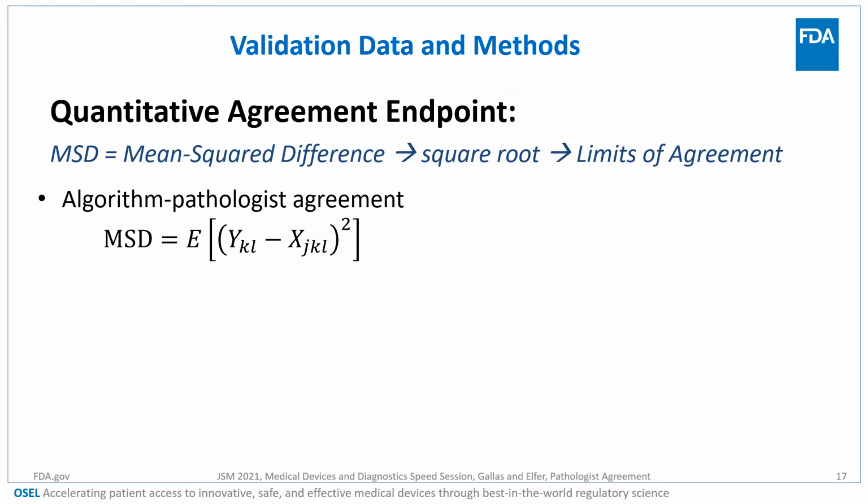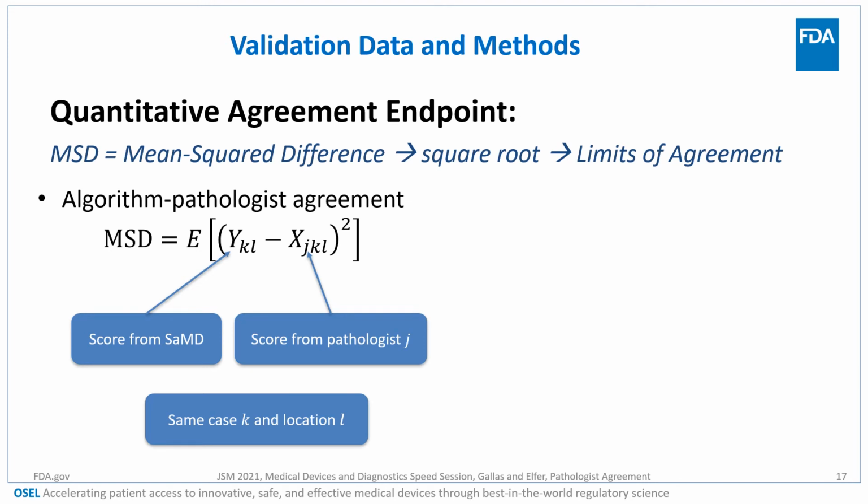Since it guided our selection of the expert panel, I should probably define the mean squared difference. It's a quantitative agreement endpoint. The square root of the mean squared difference is the main component of a generalized version of the Bland-Altman's limits of agreement. Perhaps you have heard about this analysis framework. Smaller differences indicate better agreement. And ultimately, we want to evaluate the agreement between the algorithm and the pathologists.